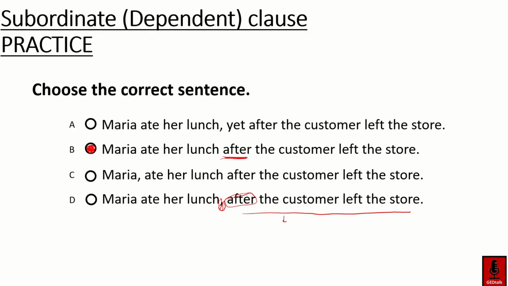And if you're like, well, why not A? We don't choose A as the correct choice, not necessarily because they used yet. Yet could actually work if we were bringing two simple sentences together, two independent clauses. But we're not. We have after the customer left the store. This is still a dependent clause. So you don't want to bring together an independent clause and a dependent clause with a coordinating conjunction. We need to bring them together using the correct subordinating conjunction. And if it needs to include a comma because of the rules, then that's when we use it. But A is not correct because we're not bringing them together using a coordinating conjunction. We don't have two independent clauses. We have an independent and a dependent.